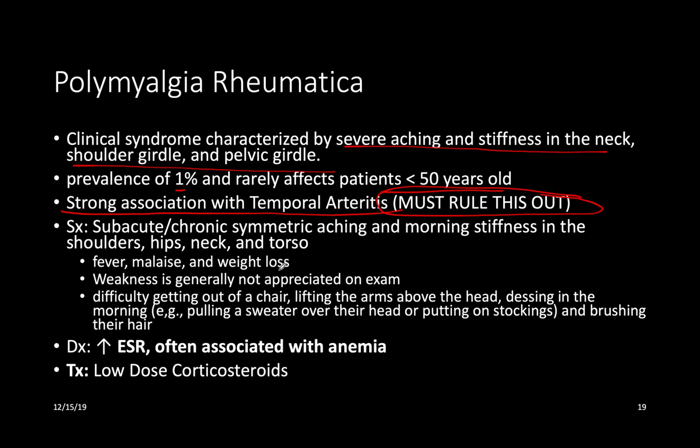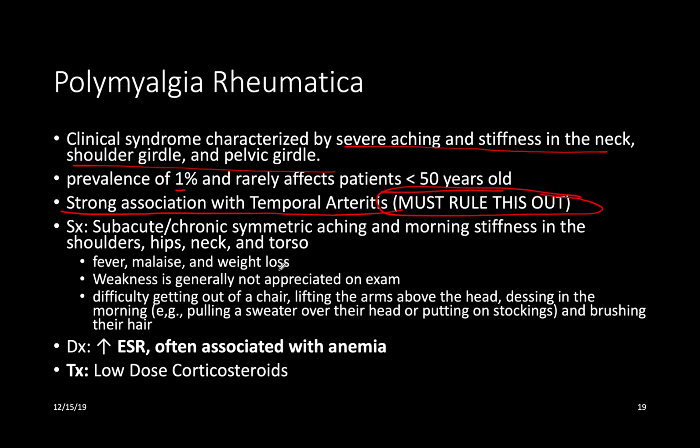Yeah, you're absolutely right. You actually do a biopsy of the temporal artery to rule it out. And I know that sounds extreme, but because temporal arteritis can be so severe, leading to blindness in patients, we really need to make sure that that's not there. And so you do go ahead and go for the biopsy.